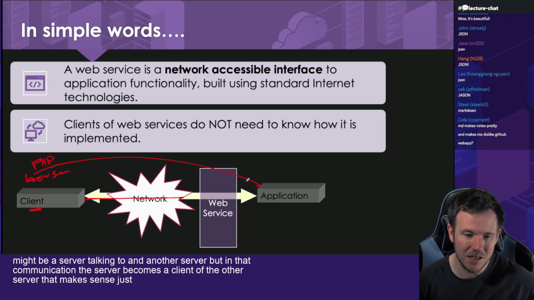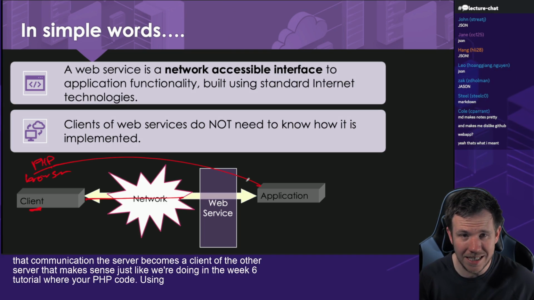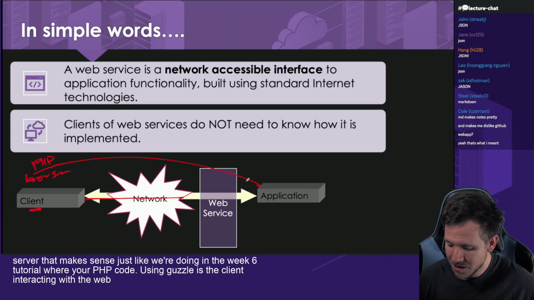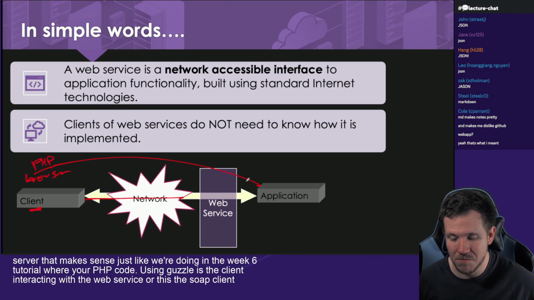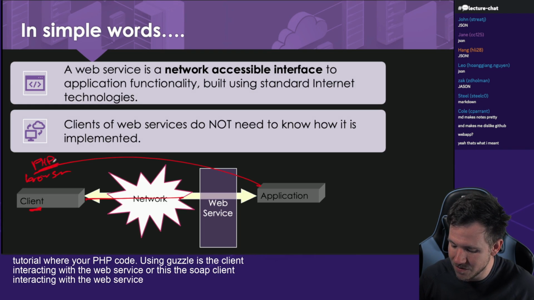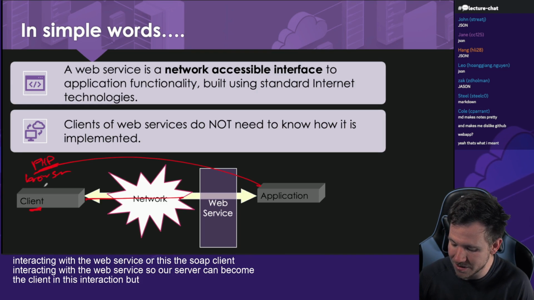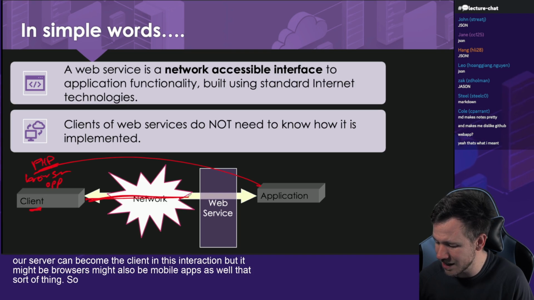Just like we were doing in the week 6 tutorial, where your PHP code using Guzzle is the client interacting with the web service. Or the PHP SOAP client interacting with the web service. Right, so our server can become the client in this interaction. But yeah, it might be browsers, it might also be mobile apps as well, that sort of thing. So they connect through the network.